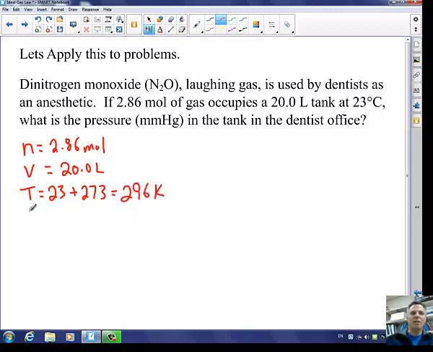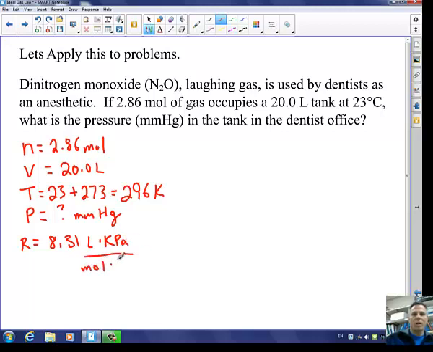And then it's asking us for the pressure in millimeters mercury. So we'll go ahead and figure out what the pressure is in kilopascals first, and then we'll eventually change that to millimeters mercury. The value for R, we know, is 8.31 liters times kilopascals per mole times Kelvin. Okay, so now we want to go ahead and use the ideal gas law to solve this problem.